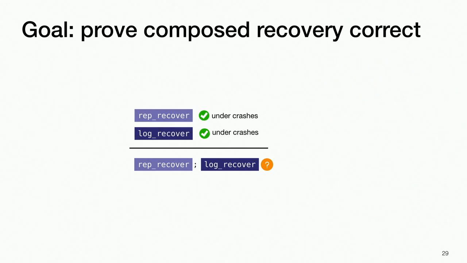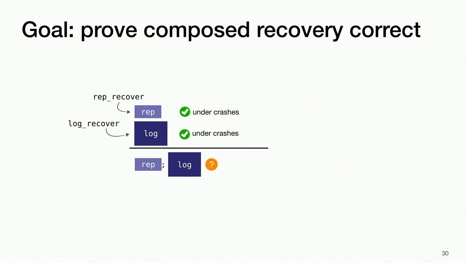Okay, so before we said we had this challenge of how do we get a proof about the composed recovery from both individual recoveries. Now I can formalize a little bit more how we might go about doing this reasoning. Before I do that, let me just abbreviate these two with rep for the replication system and log for the logging system, just to keep the slides a little less cluttered.